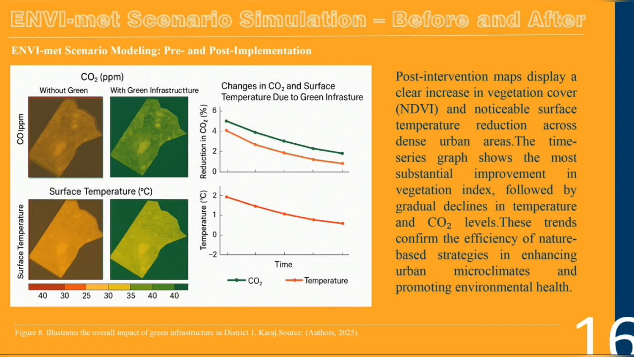The post-intervention map showed a clear increase in NDVI and a visible drop in surface temperature across the urban areas. The time series graph revealed a strong rise in vegetation followed by gradual reductions in both temperature and carbon dioxide level. These results demonstrate that nature-based green infrastructure can significantly improve microclimate conditions and support urban environmental health.